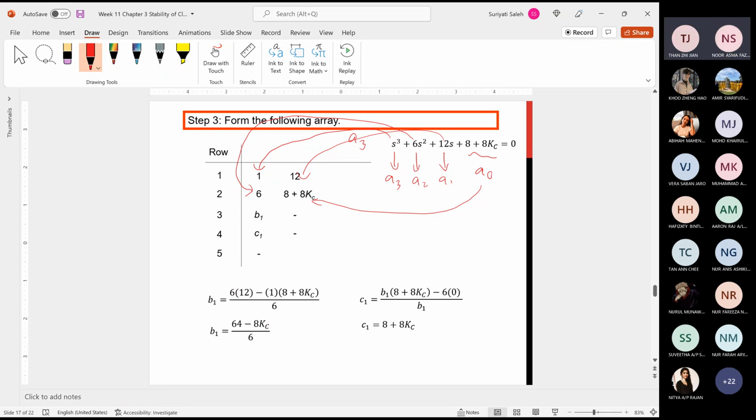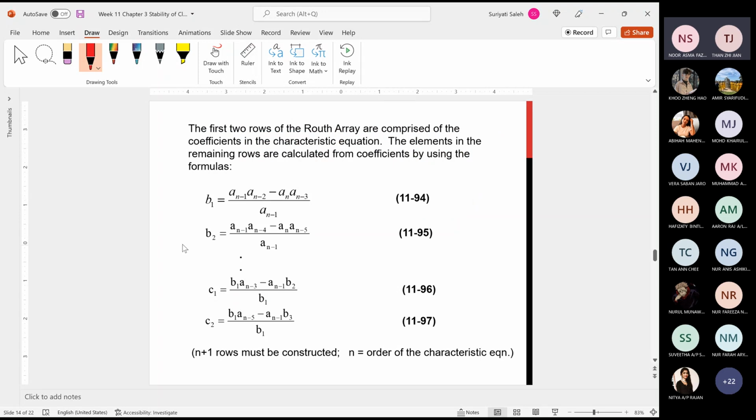And lastly, once we complete row number 1 and row number 2, we go for row number 3, where row number 3 is based on the B1. B1 in this case is obtained from the formula. So this is the formula for the B1.